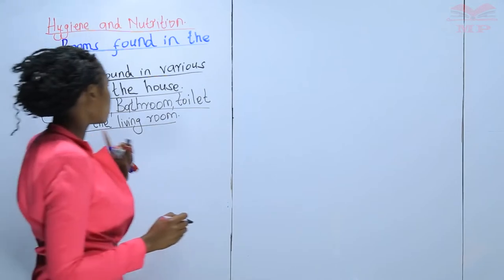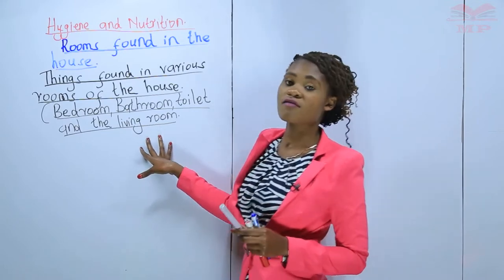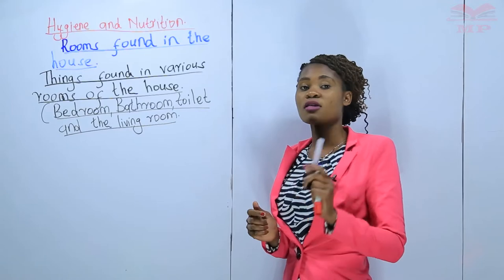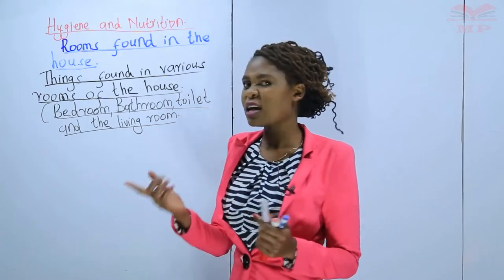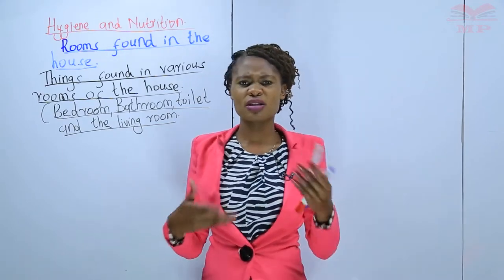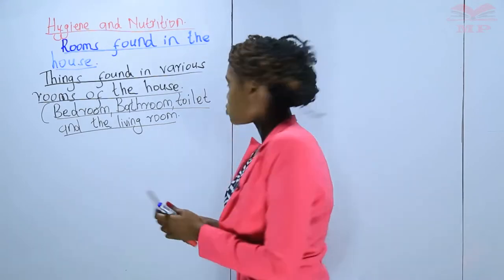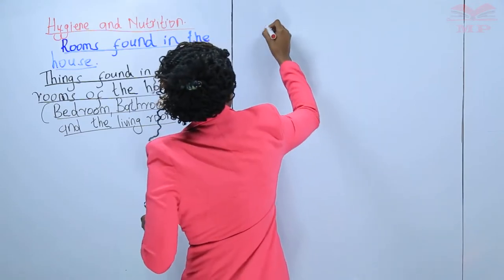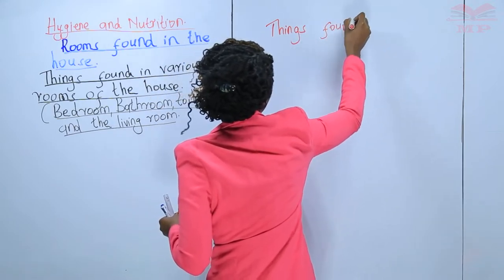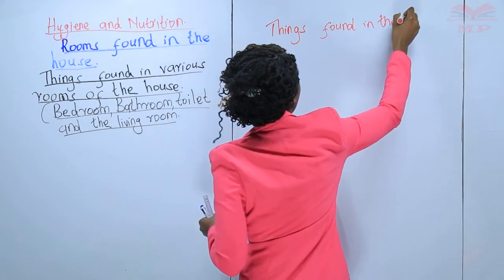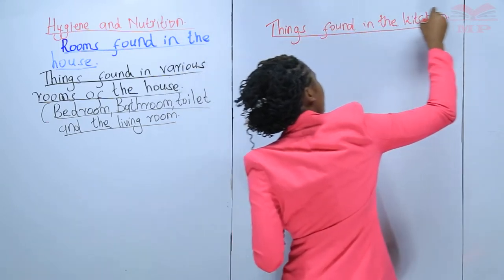So, in this lesson, we are going to discuss the things that are found in the bedroom, bathroom, toilet, and the living room. In our last lesson, we discussed things that are found in the kitchen, sitting room, and the living room. So let's quickly remind ourselves of what we discussed. The things that are found in the kitchen, the living room, and the dining room. So let's start with the things found in the kitchen.